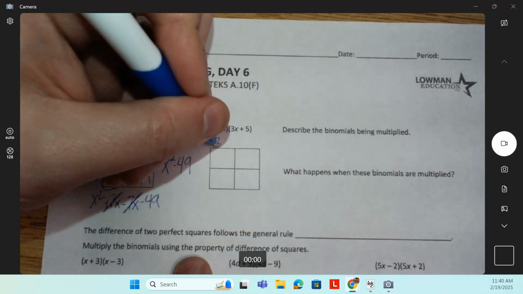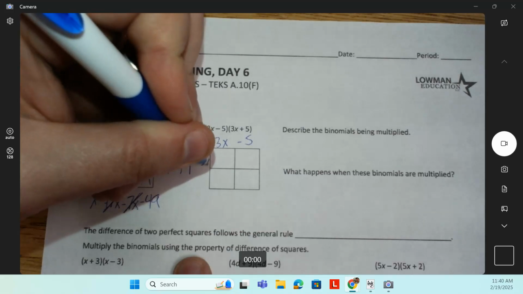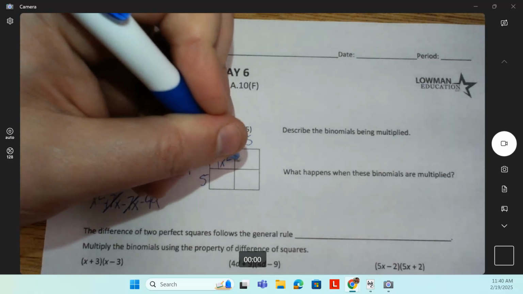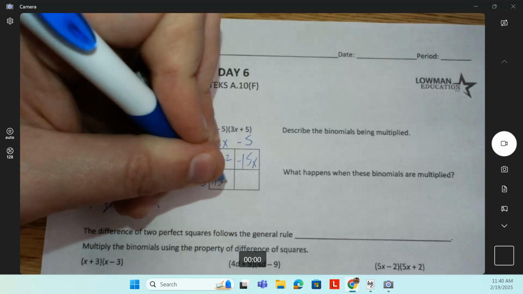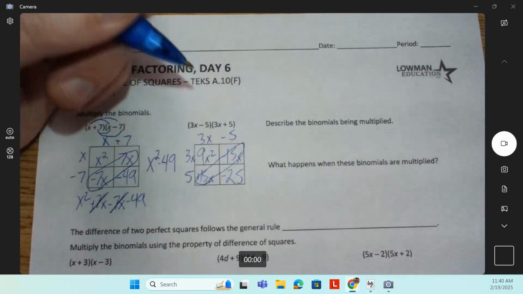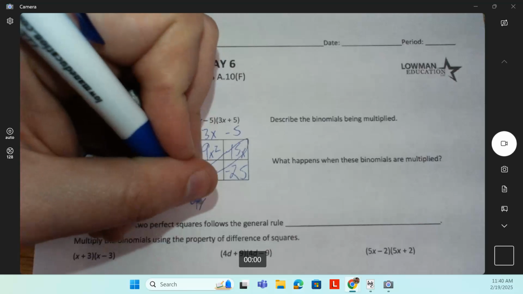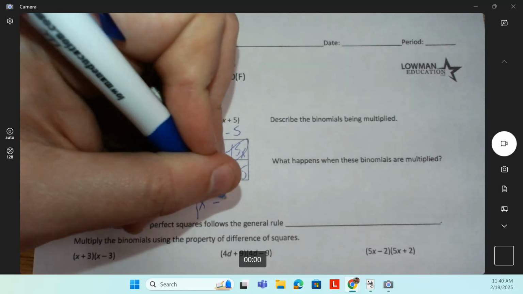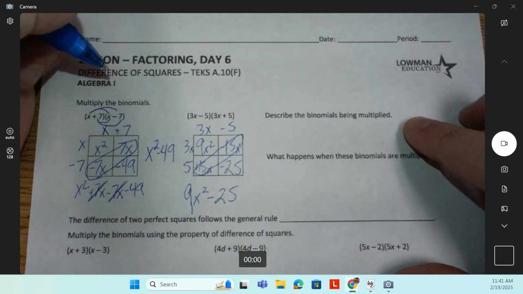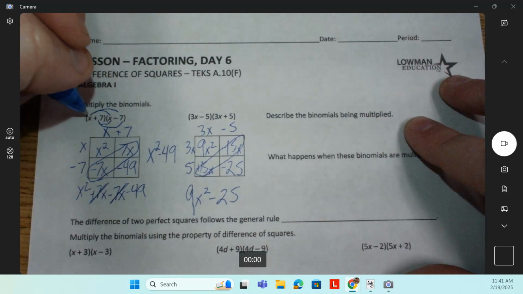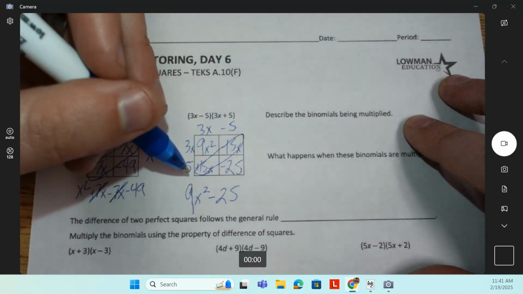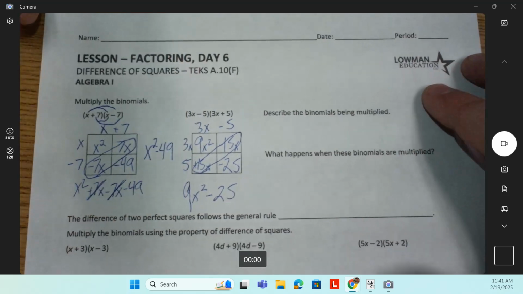If I do 3x negative 5, 3x positive 5, when I multiply that, it's 9x squared, negative 15x, positive 15x, and negative 25. So again, those middle terms are going to cancel out. And I have 9x squared, then minus 25. So if you notice, these binomials have the same numbers or the same terms, but a different sign in the middle. So what happens is they cancel out the middle terms and just end up with the outside ones.